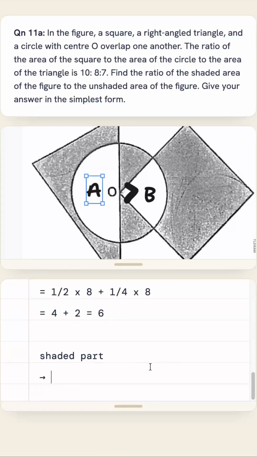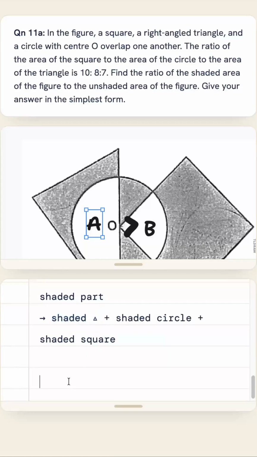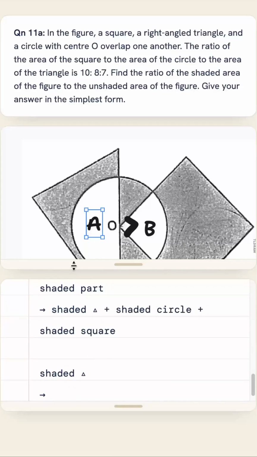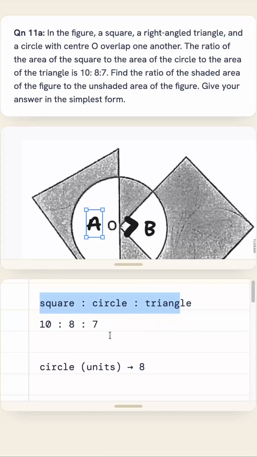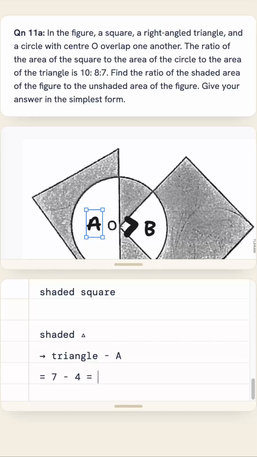So shaded part is basically the shaded triangle, then shaded circle plus shaded square. So now let's get the shaded triangle over here. So the shaded triangle, it's basically the triangle minus A. So the triangle over here, sorry, I was mixed up, but I better read the question properly. So triangle over here is 7. So triangle will be 7 minus A. So A is equal to 4. So that means 7 minus 4, this will be 3 units.